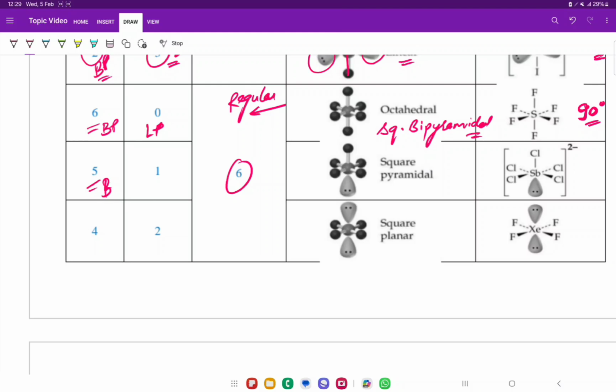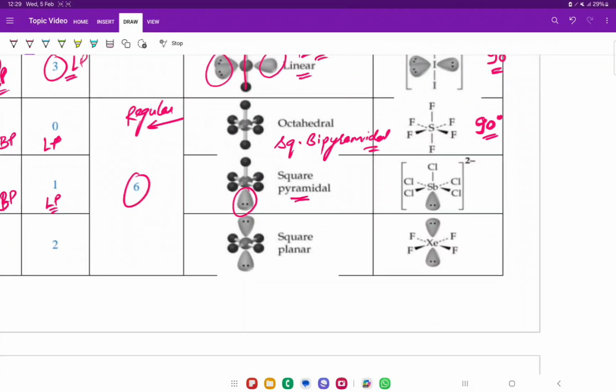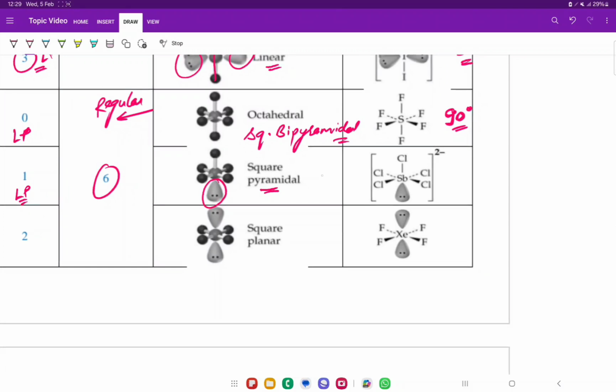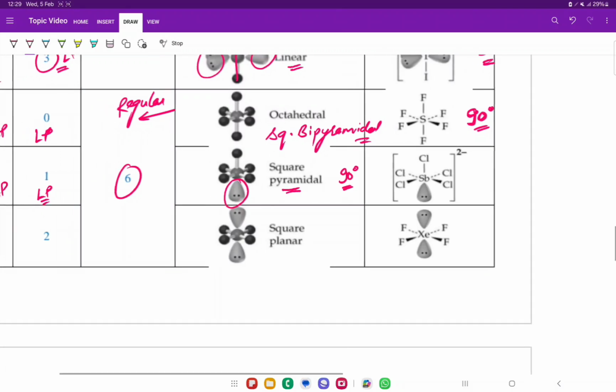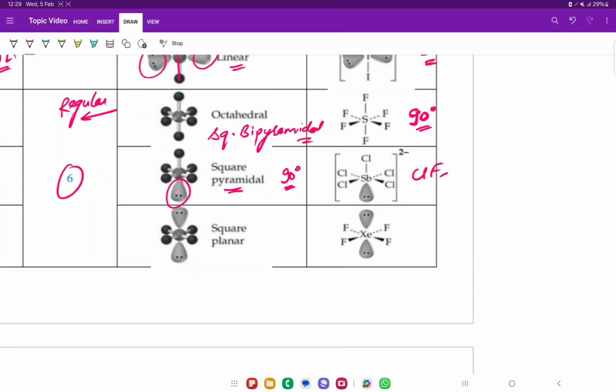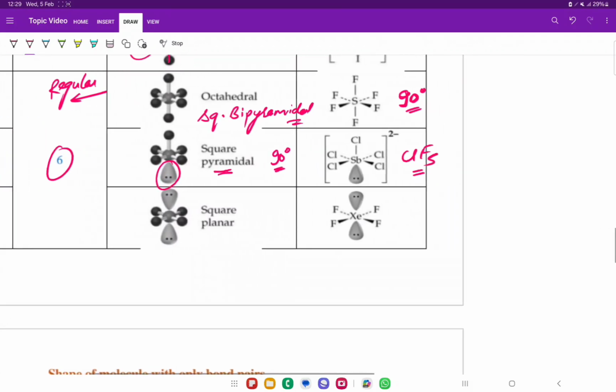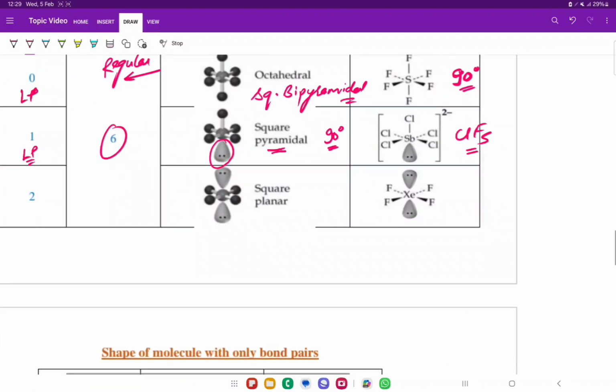Now next is, out of the 6 electron clouds, 5 are bond pairs and 1 lone pair. With 1 lone pair here, the shape changes to square pyramidal, and since the lone pair and bond pair are at equal distance, the bond angle still remains 90 degree. Example, ClF5 can be the example of this compound, or SbCl5 2 minus can be an example of this.